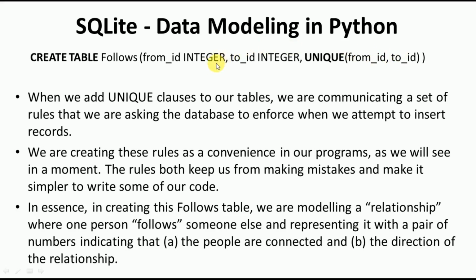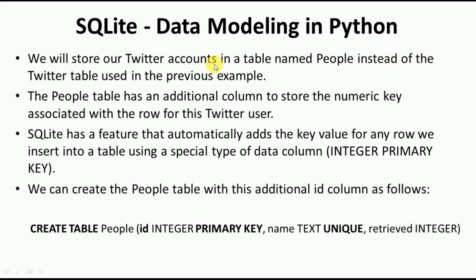Okay, so this is how the two tables look. Once again I'll try to explain the two tables. The first table name is people. In the earlier case, we used to call this Twitter, consisting of three attributes: name, retrieved, and the third one friends. In this case, we have retained only two attributes. The first attribute is name and the second attribute is retrieved. And this primary key value, the ID integer primary key, will be automatically incremented, so we don't need to worry about it. As and when we insert some data into this people table, it will be incremented automatically.